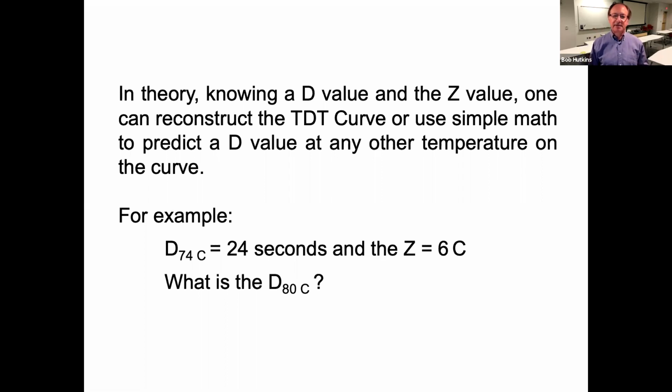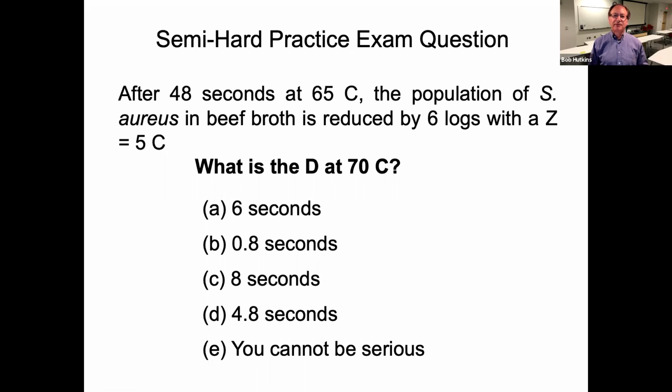Okay, let's make an even harder question, semi-hard. After 48 seconds at 65, the population of Staph aureus in beef broth is reduced by 6 logs with a Z of 5. What is the D at 70? The D at 70. Okay, take a minute on this one.